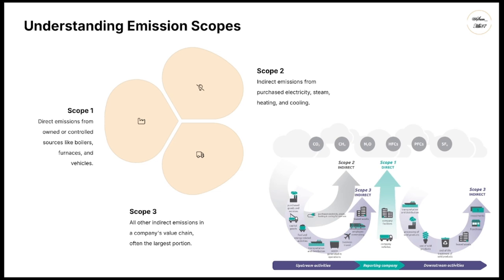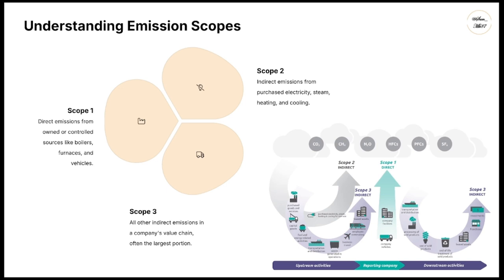So we have Scope 1, which includes direct emission from sources that the organization owns or controls. Think of things like fuel burned in company vehicles, on-site boilers, or manufacturing equipment. These are emissions that the organization produces directly through its operation.